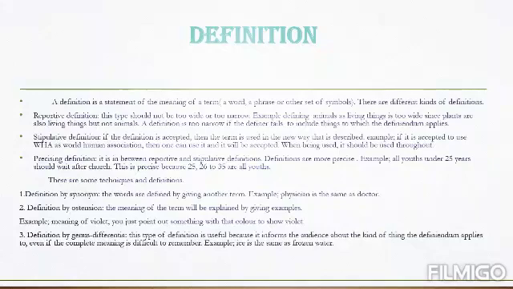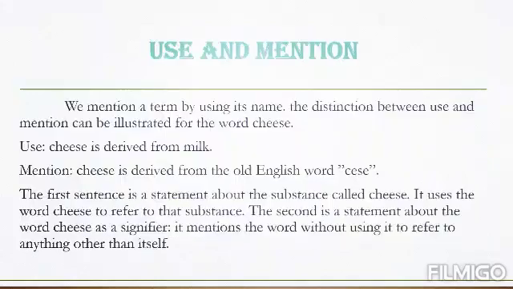Definition by genus differential. This type of definition is useful because it informs the audience about the kind of thing that the defendum applies to, even if the meaning is too difficult to remember. Example, ice is the same as frozen water.